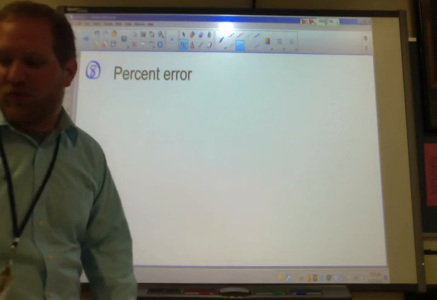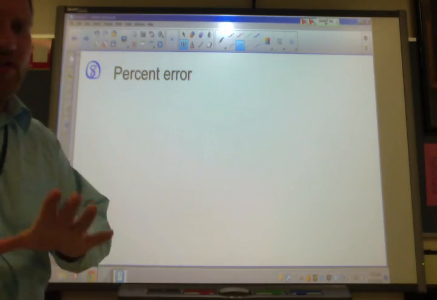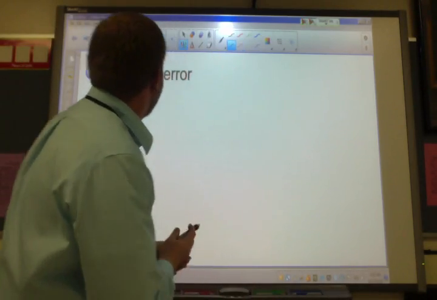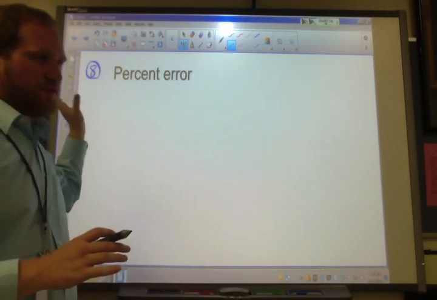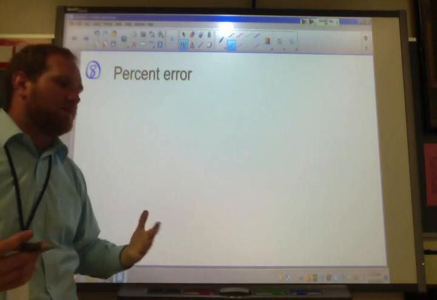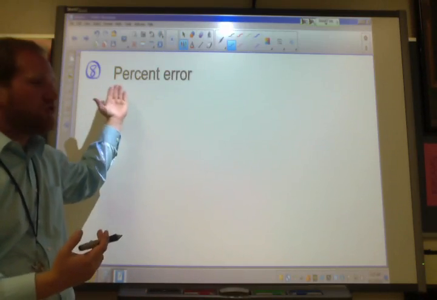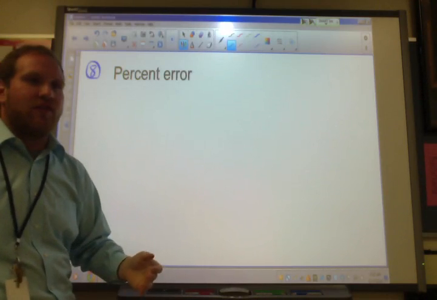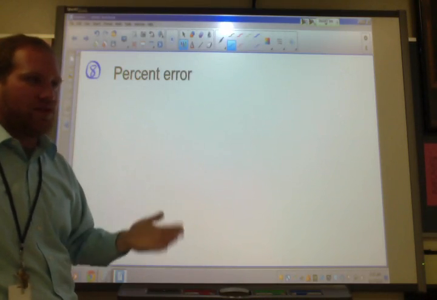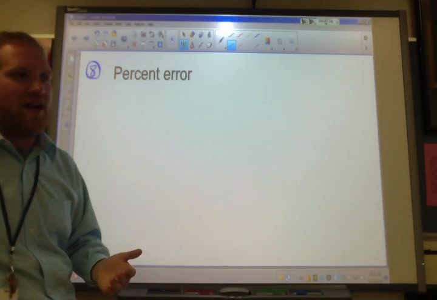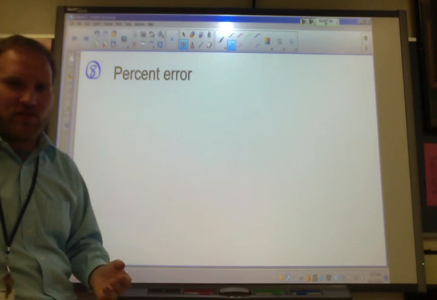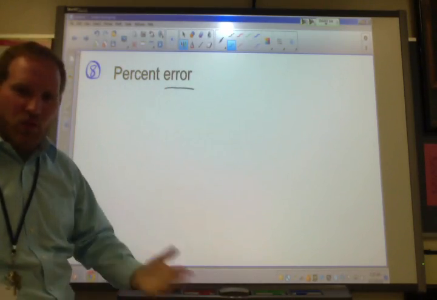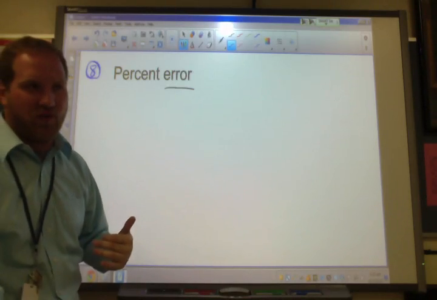Last thing I want to get to is percent error. Now I actually haven't even covered this in my class, so you guys may have in yours, but before we just put a formula up, let's talk about it. Percent error is how far off you were from ideal. If you're taking a test and your goal is 100% and you only get 80 out of 100 questions, you got an 80%, but your percent error would be 20%. You're 20% off of perfect.